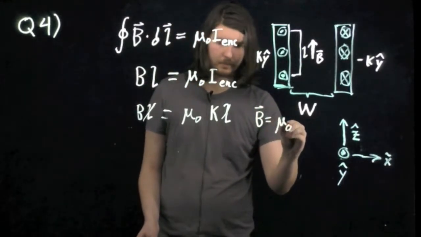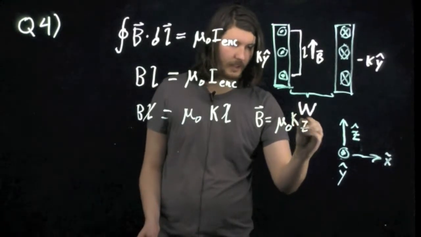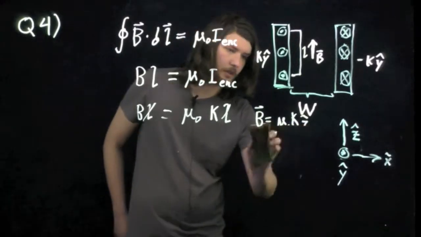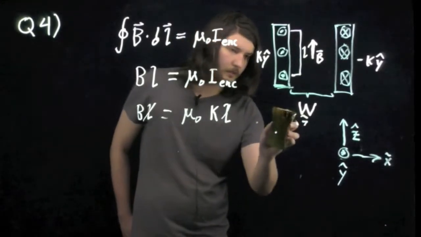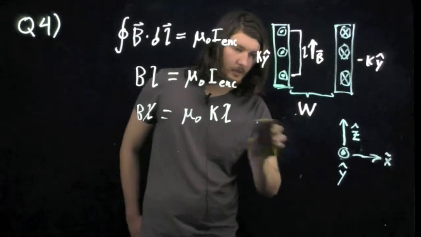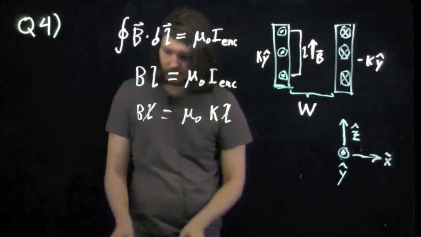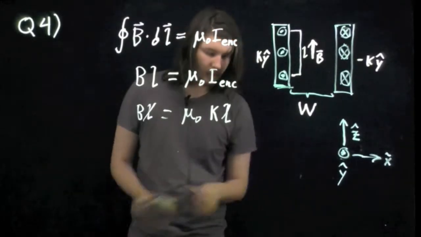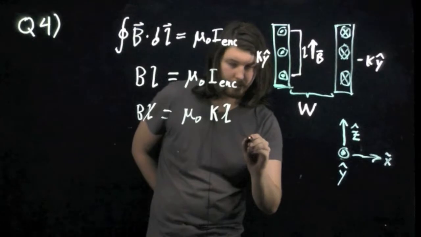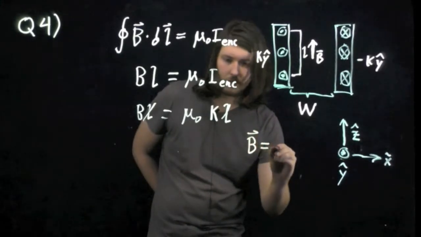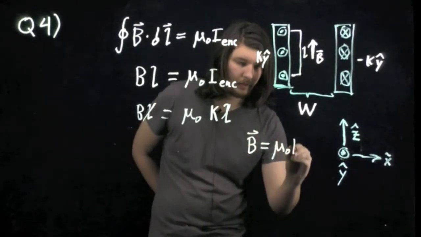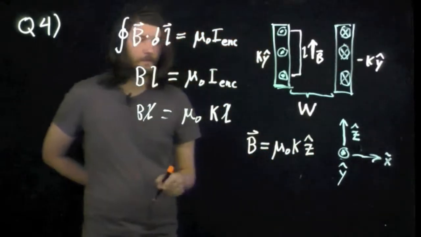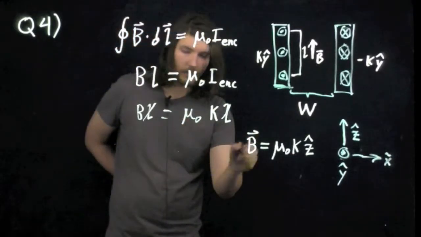And then you end up with a B field of mu naught K z hat. So this is your B field.